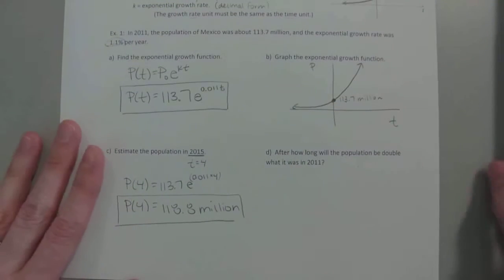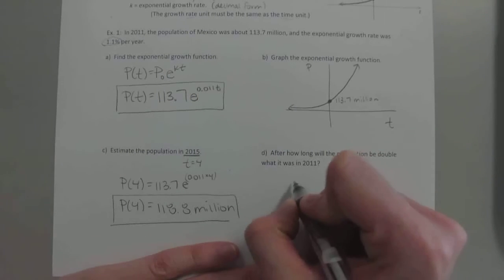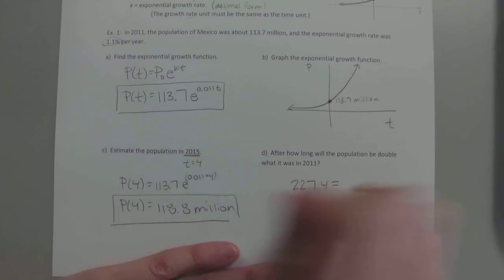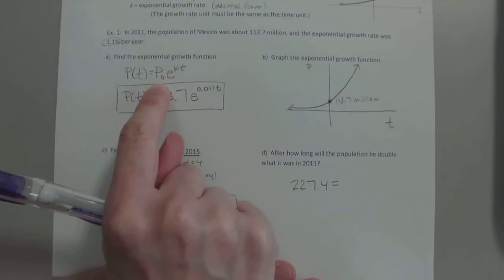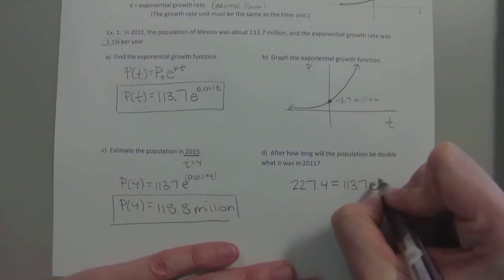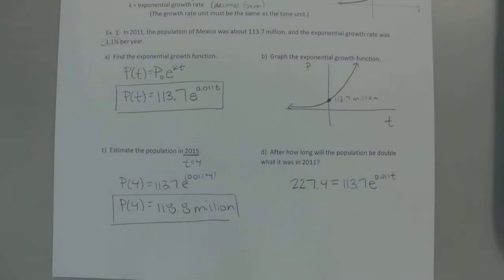They're giving you the left side. They're saying, at what point do we have double what we started with? So what's 113.7 times 2? 227.4. So that is the P of t. And then the right-hand side, we're still using this generic equation over here. The right-hand side is what? 113.7 e to the 0.011 t. Is that okay so far?